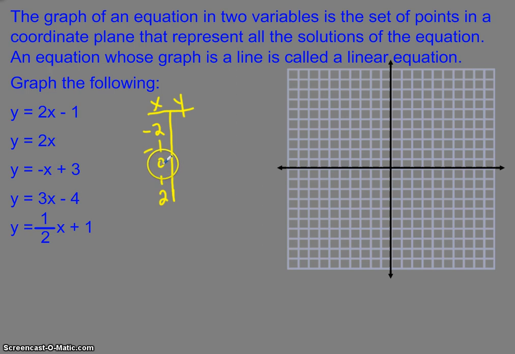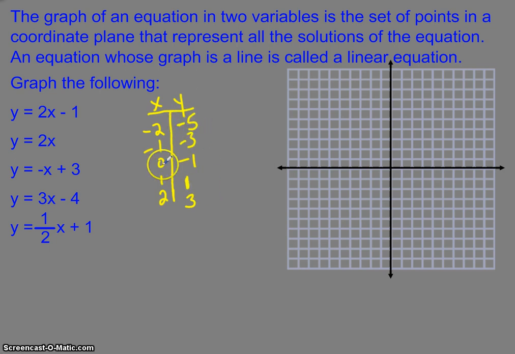Let's start with 0 because that's easy. If I plug 0 in for x, 2 times 0 is 0. 0 minus 1 is -1. So I get -1 for y. Let's plug in 1. 2 times 1 is 2, minus 1 is 1. So if I plug in 1 for x, I get 1 for y. Let's plug in 2 for x. So 2 times 2 is 4, minus 1 is 3. Okay, notice the pattern here. It's going up by 2's, right? Let's just plug in -1. 2 times -1 is -2, minus 1 is -3. Okay, this is going down by 2, so I bet this is going to be -5.